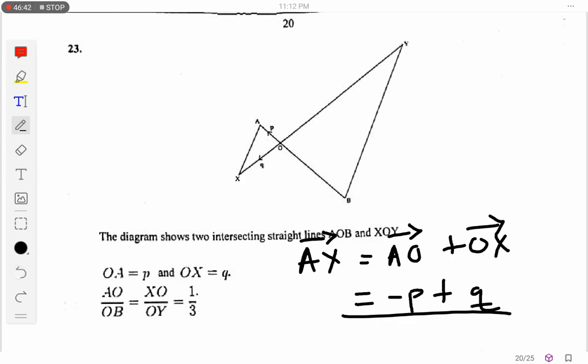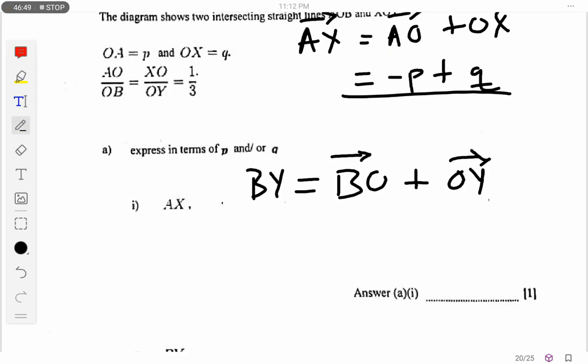BY is equal to BO plus OY, like that. So I will get here for my BO, it's 3. I'm using the ratios 3AD. Okay, 3AO. This is 3AO there, plus 3XO. Okay, that's how we find it.